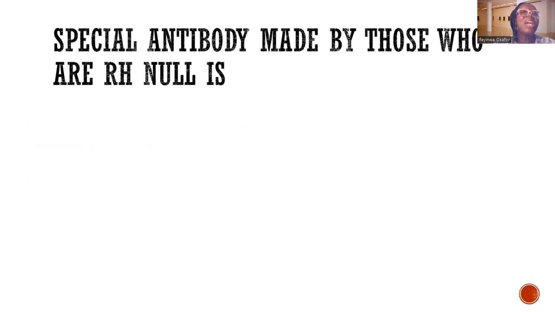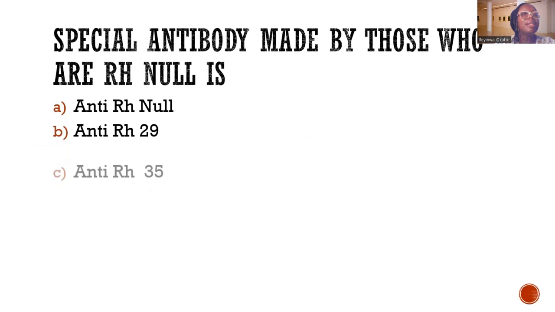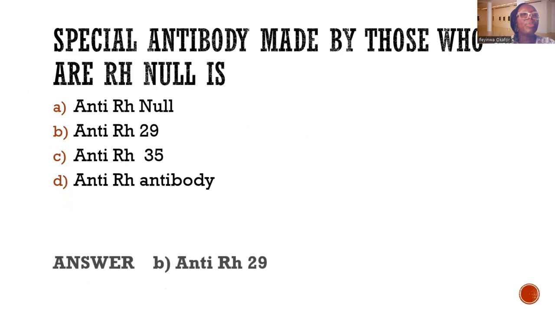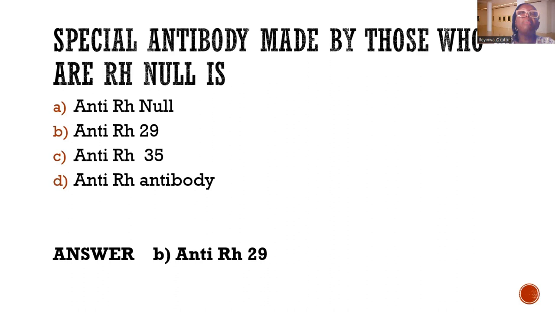The special antibody made by those who are Rh null is anti-Rh null, anti-Rh 29, anti-Rh 35, or anti-Rh antibody. Answer is B, anti-Rh 29. The special antibody made by those who are Rh null is anti-Rh 29.